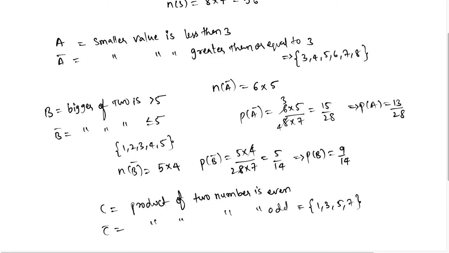Now if I do this, P of C bar is 4 chances for the first one and 3 chances for the second one, and sample space 8 into 7. So it's 3 by 14. So P of C will be 11 by 14. I hope everyone understood this. Thank you.